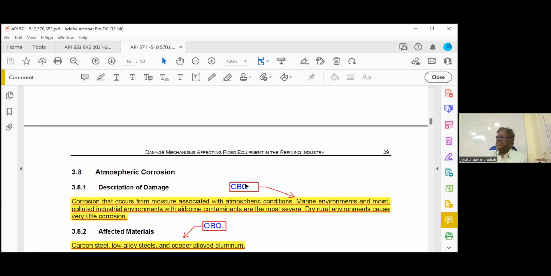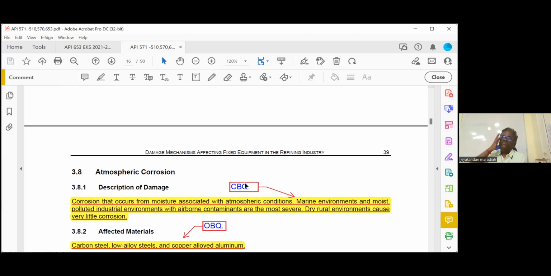So first, if you see outside the tank, atmospheric corrosion may come. What is meant by atmospheric corrosion? Corrosion caused by atmospheric conditions. For example, I have a storage tank here in Trichy, which is a rural area. But if you have another tank in Chennai, Chennai is a marine environment. The external atmospheric corrosion in Chennai will be more because there is a seashore near, a marine environment. So atmospheric corrosion depends on the location.